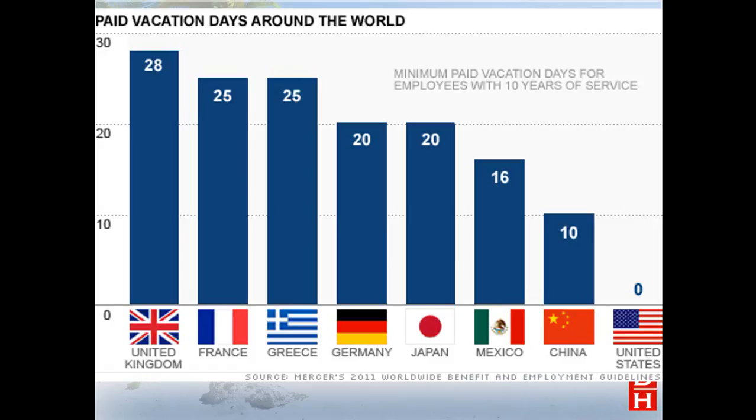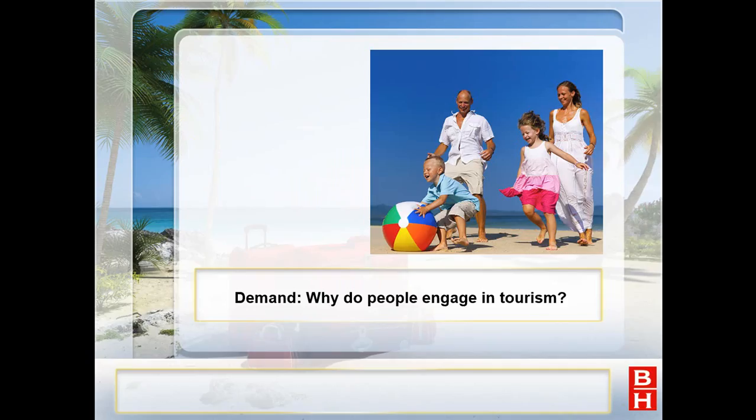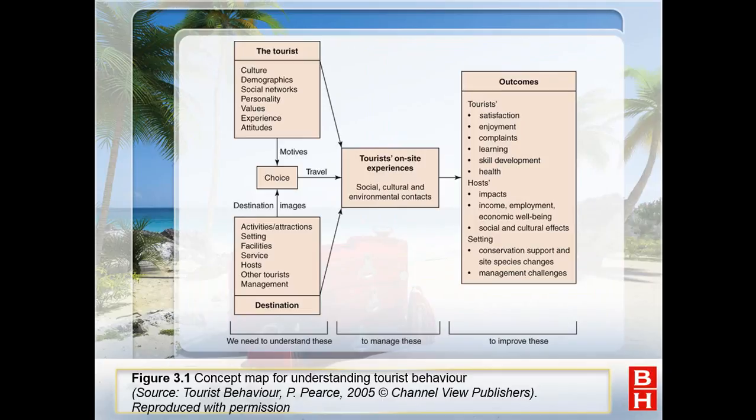But in the US, we not only get a very low number of paid vacation days, but we also tend not to take these vacations, and we tend to work a lot more than other nationalities. So now that we've looked at the stats and the data, why do people engage in tourism? Why do people travel? There are different ways to look at it, different theories, different strategies. Let's look at the first one here offered by Pearce.